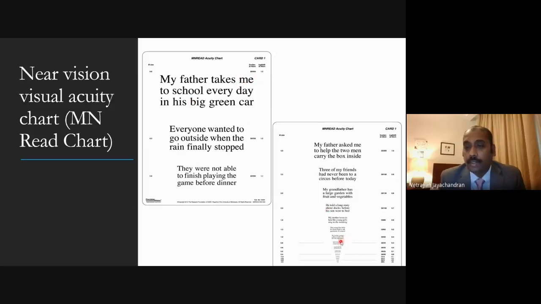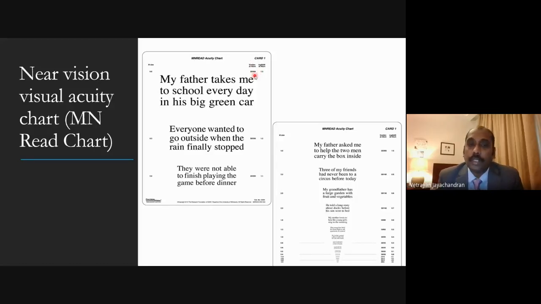You can ask a person to read the sentence. If the person has difficulty reading at the normal visual acuity, you can gradually ask them to read the size where they can see it very clearly and read. Suppose the person can read only this big letter, like "my father takes me to school every day in his big green car," and the patient has difficulty with the smaller ones. Then you can mention his visual acuity is 20 by 400.